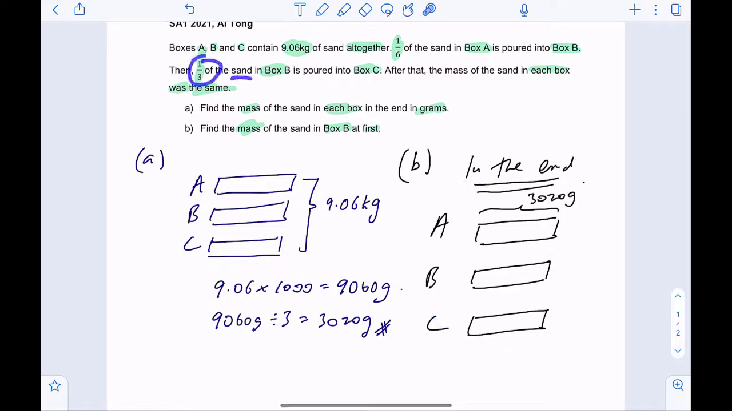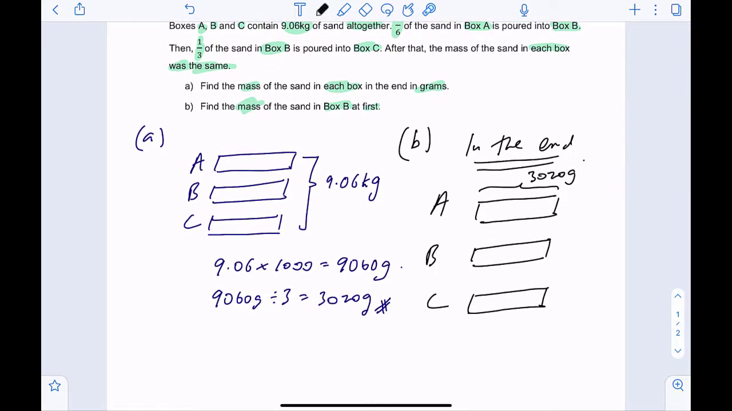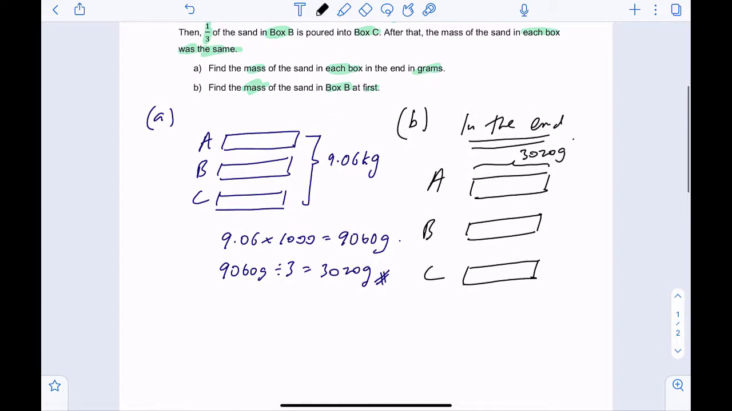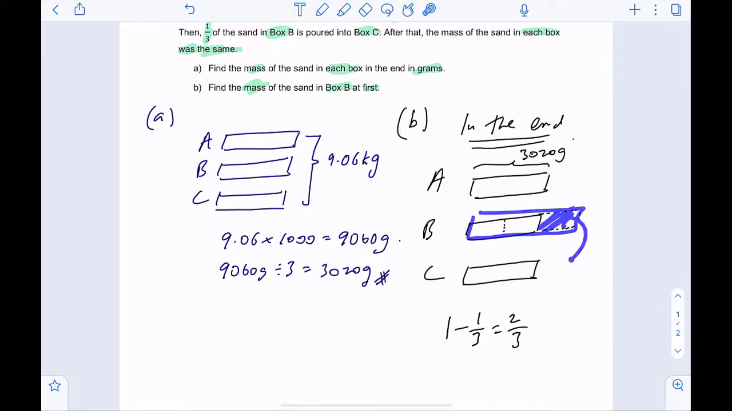1/3 of the sand in box B was poured into box C. So what was left of box B? 1 minus 1/3, that is 2/3. So basically this section that we see is actually 2/3. Why? Because initially box B had this amount here. It had 3 units, out of which it gave 1 unit to box C. And if you trace, this 1 unit will fit nicely into this particular box.